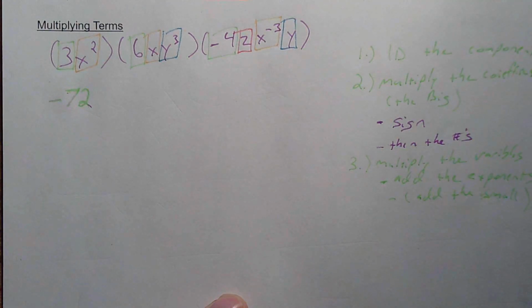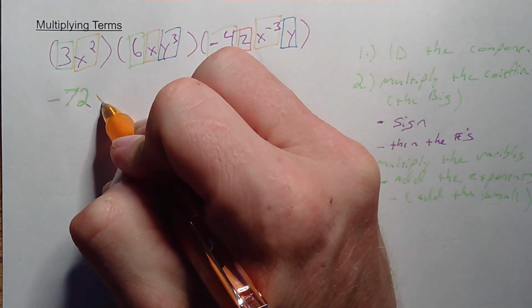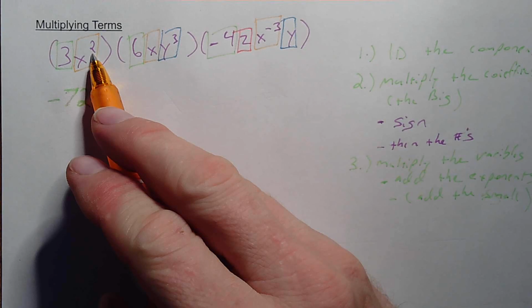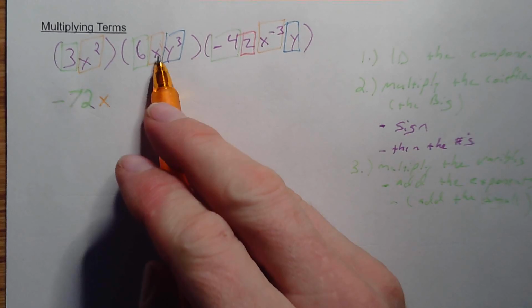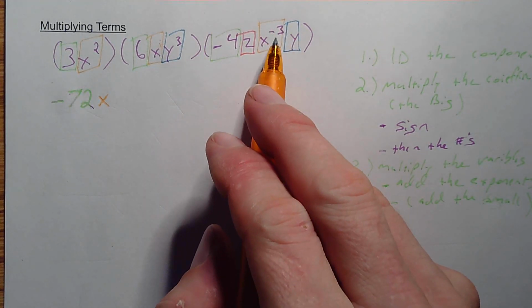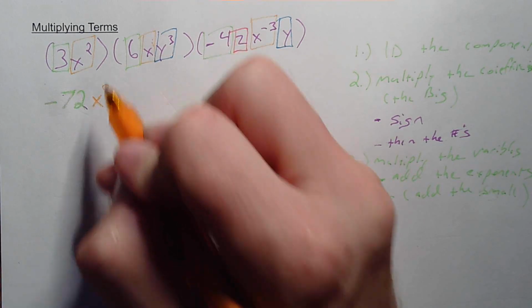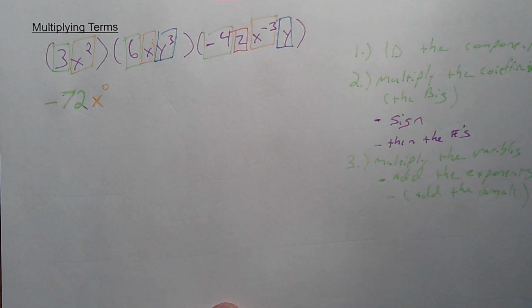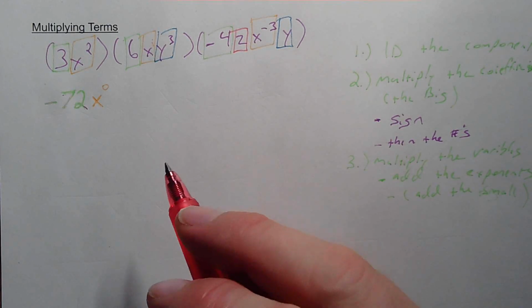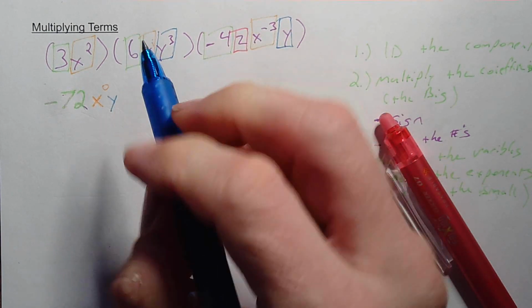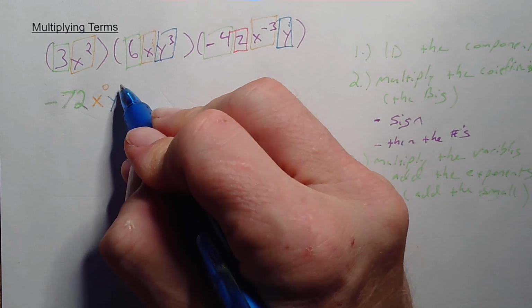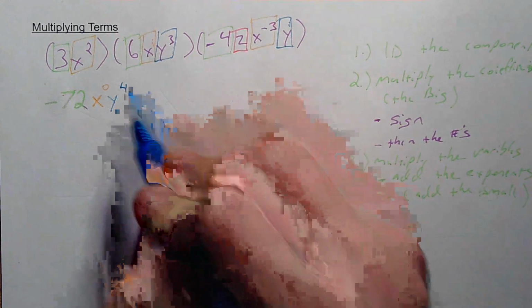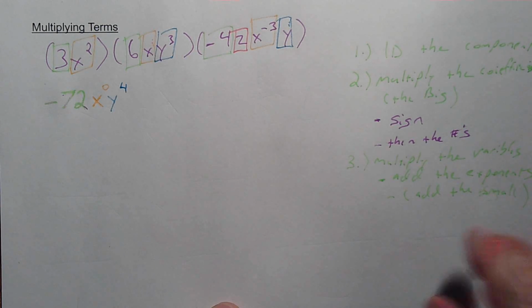Okay, so I got X. I'm doing X's now. 2. This is an invisible 1. 2 plus 1 is 3. Minus 3 is 0. Okay. Then we have Y. I made that blue. Y is 3. An invisible 1 is 4. Y to the 4th. Okay, and then my lone Z.